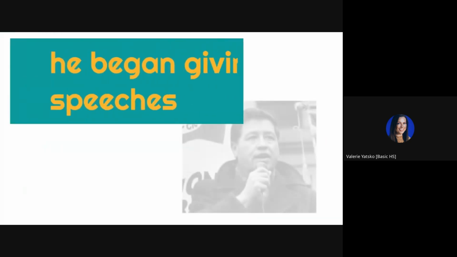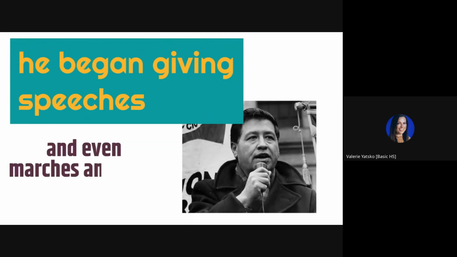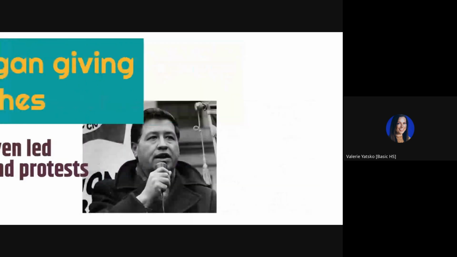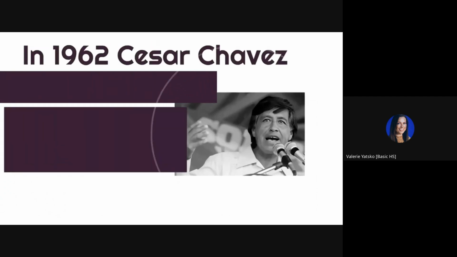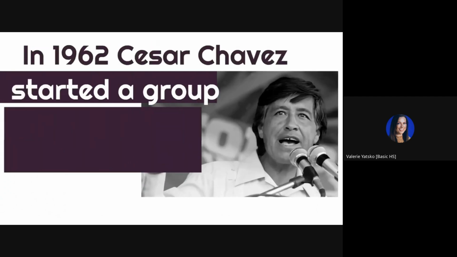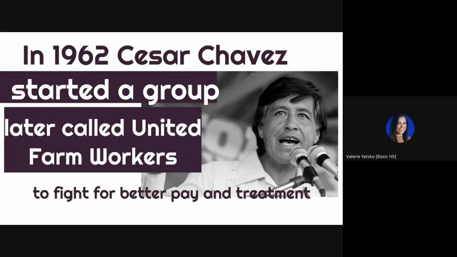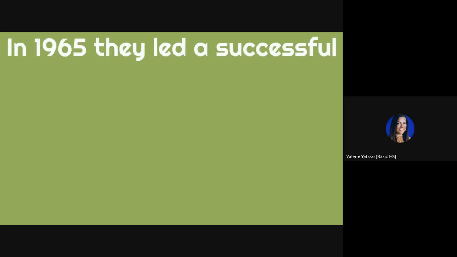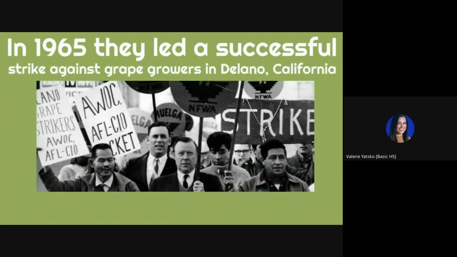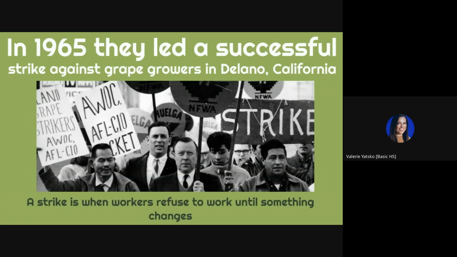He began giving speeches and even led marches and protests. In 1962, Cesar Chavez started a group later called United Farm Workers to fight for better pay and treatment, and it's still around today. In 1965, they led a successful strike against grape growers in Delano, California. A strike is when workers refuse to work until something changes.